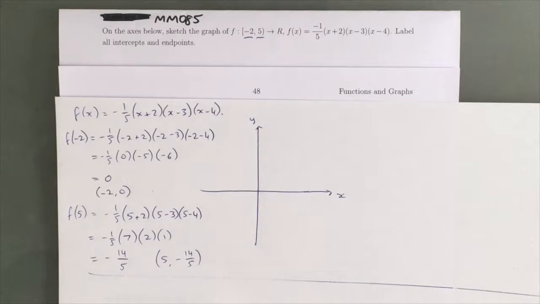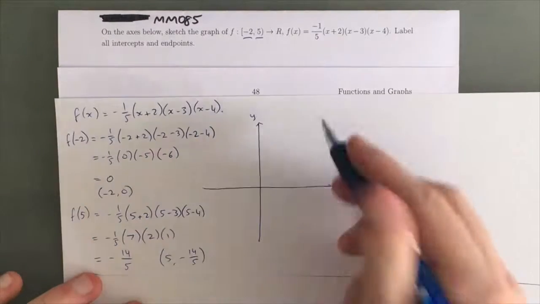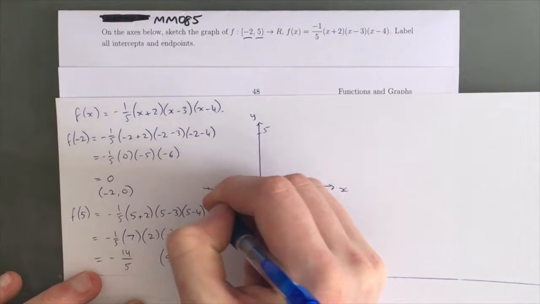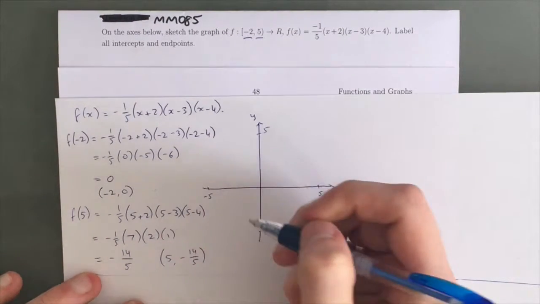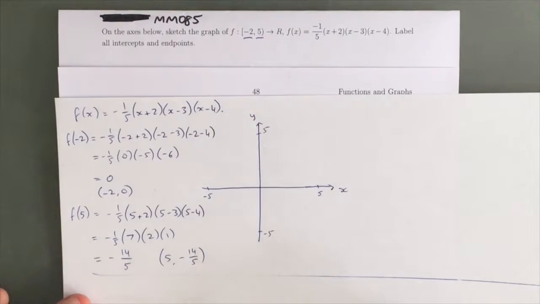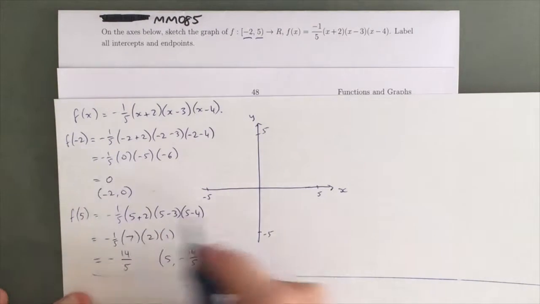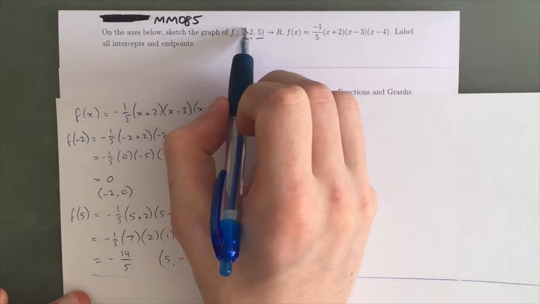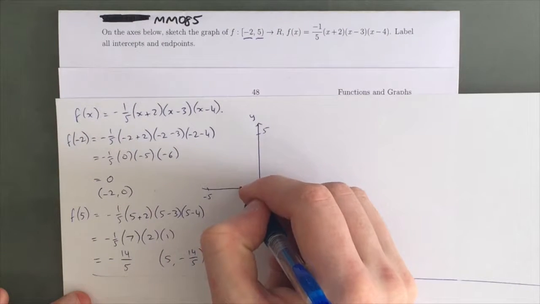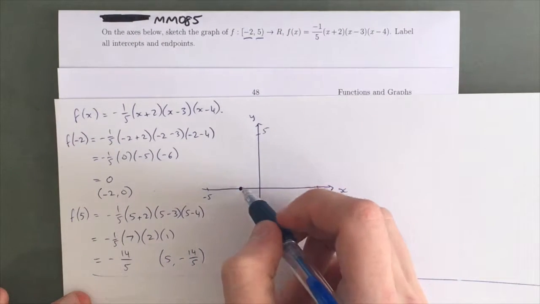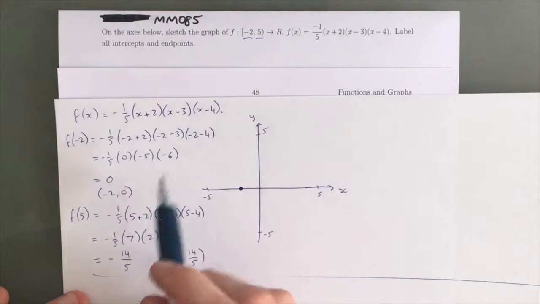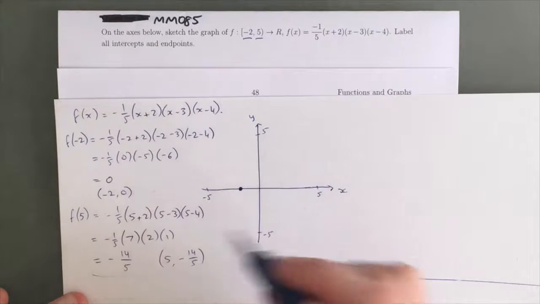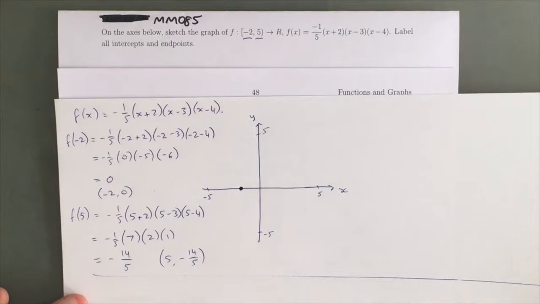So now that we've got our endpoints, we can sketch them on the graph. Let's chuck in a scale here: 5, 5, negative 5, and negative 5. You'll have a grid when you do this, so you won't have to do this. Our endpoint at negative 2, 0 is here. Because this is a square bracket at negative 2, it is included, which means we do a closed circle. At x equals 5, it's a round bracket, which means it's not included, so we do an open circle endpoint.